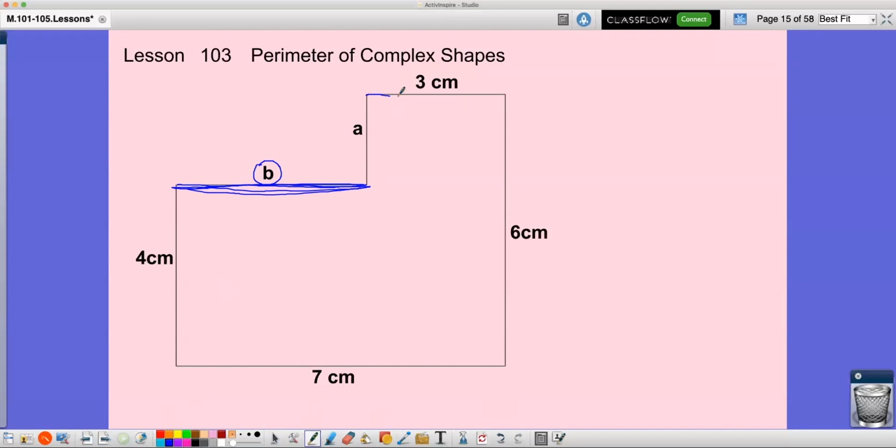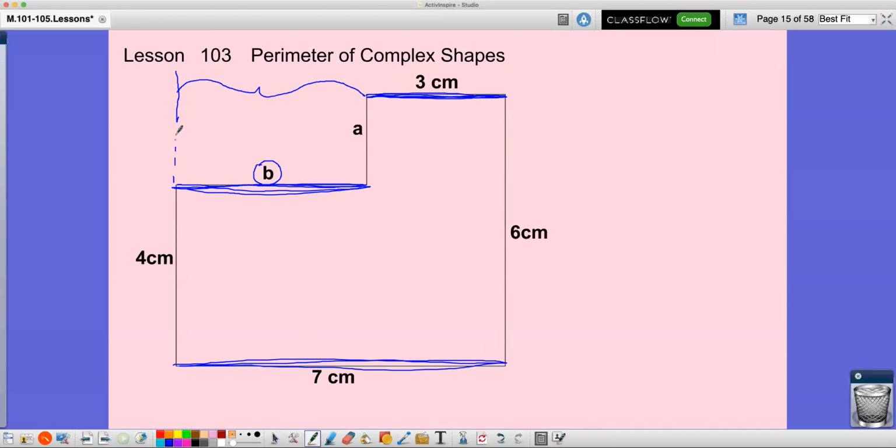We do know how far this horizontal line is. It's 3 centimeters, 3 centimeters it says right here. And we also know what this horizontal line is. We can see that it's 7. So if I was to transfer this 7 up here, I now see that this distance right here, this piece that's missing, is going to be 7 minus the 3, because from here all the way to here is 7. You see that? That 7 is from this position.